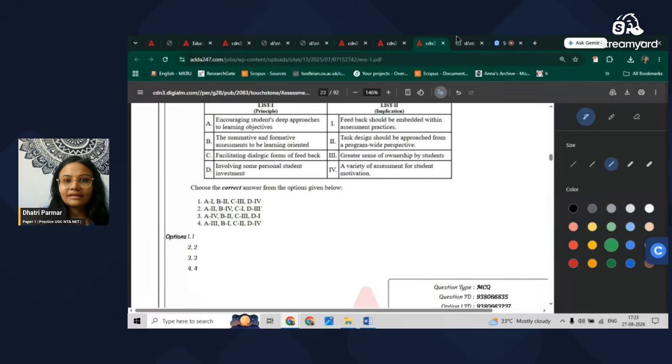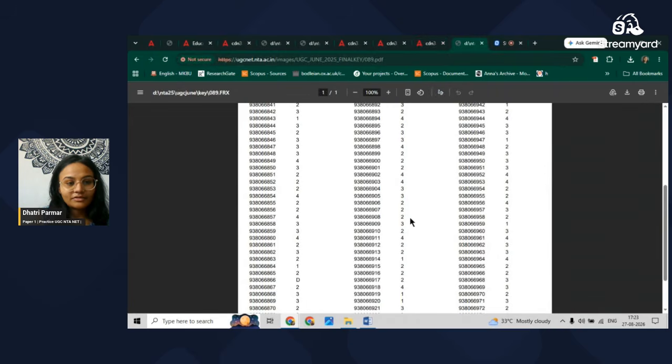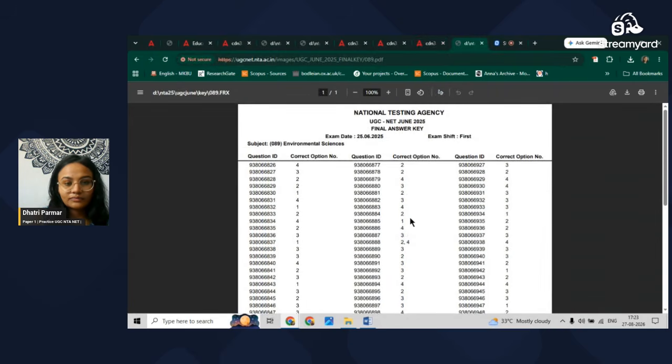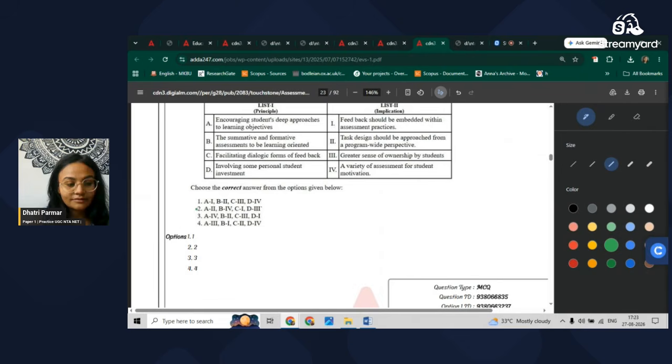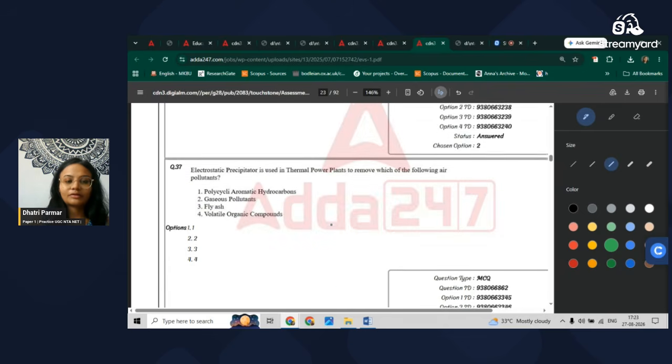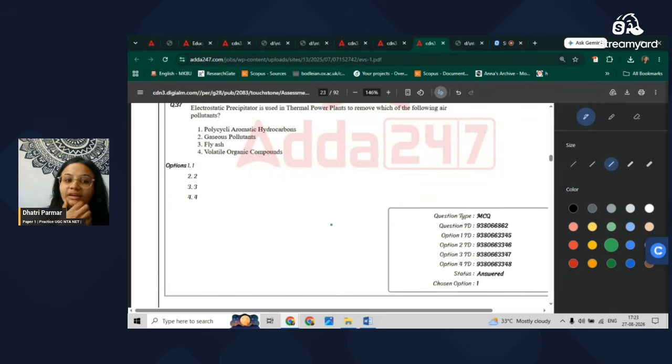So let's see the answer, cross check it with the existing answer key so that we can get the right answer, and that is 2. So encourage students for program wide perspective. Then we have B, summative and formative, and that is IB. Then C, facilitating dialogic forms of feedback, and that is feedback should be embedded with assessment and personal, so greater sense of ownership when we are giving personalized comments on the work.